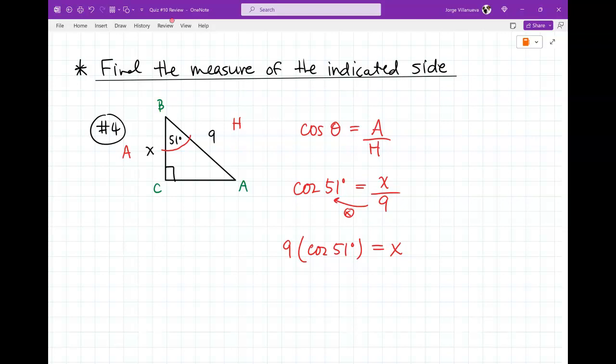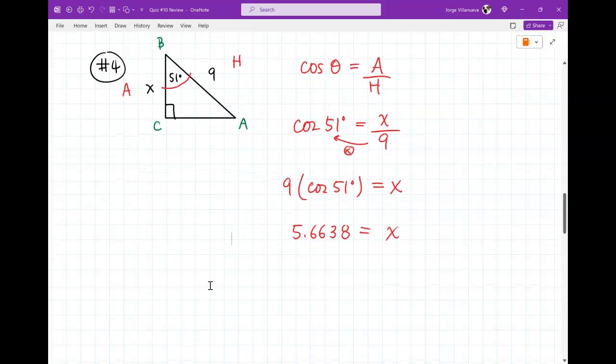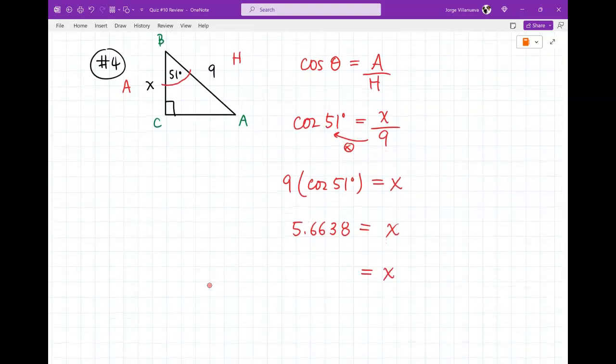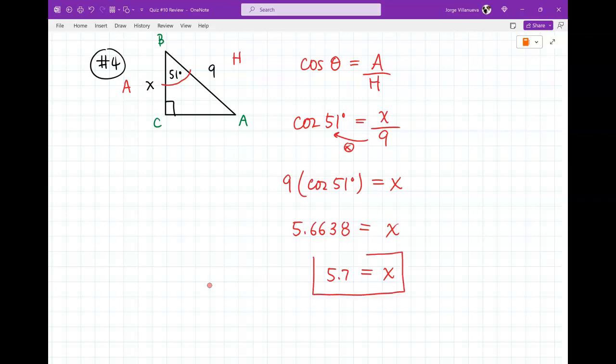All right, so let me write this down. 5.6638. We'll just stop there. That's more than enough. If they want you to round it to the nearest tenth, what would be my answer? 5.7. Okay? And that would be the length of that side.